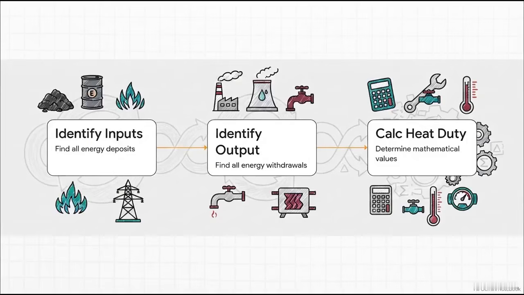To actually utilize this master equation and balance those books, process engineers rely on a standard 3-step diagnostic method. Step 1 is to painstakingly identify all the energy inputs. Step 2 is to track down all the energy outputs. And Step 3 is to calculate the heat duty, which basically means figuring out the actual mathematical values of these energy transfers. This method right here is the true bread and butter of plant optimization.